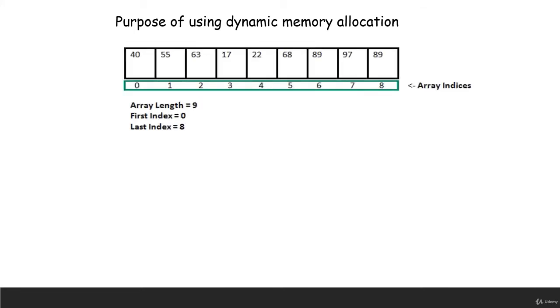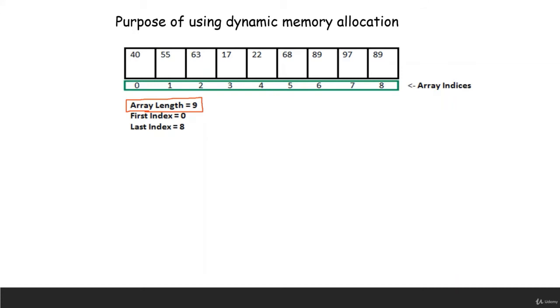So, what is the purpose of using dynamic memory allocation? In easy terms, let's have a look at this example. Since C is a structured language, it has some fixed rules for programming, and one of them includes changing the size of an array. An array is a collection of items stored at contiguous memory locations like this. As can be seen, the length or size of the array is 9, right? Here the array length is 9.